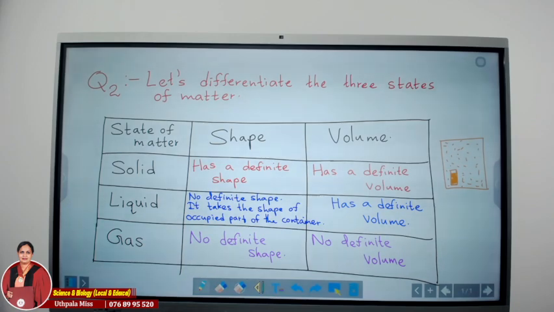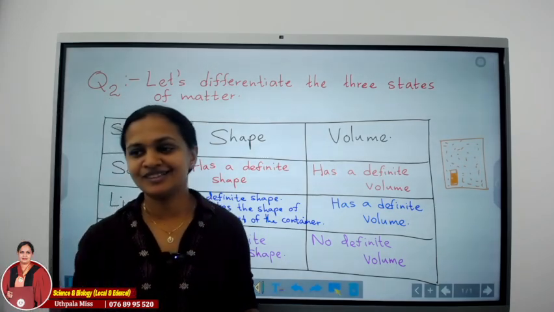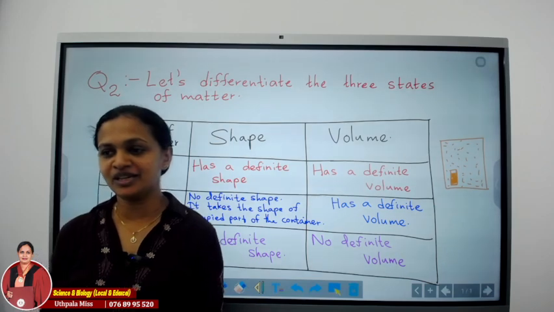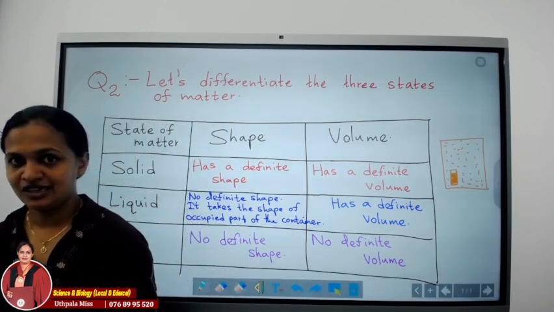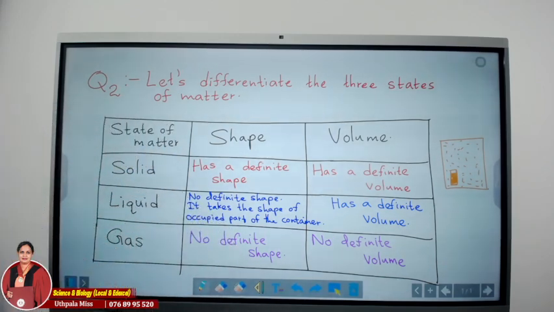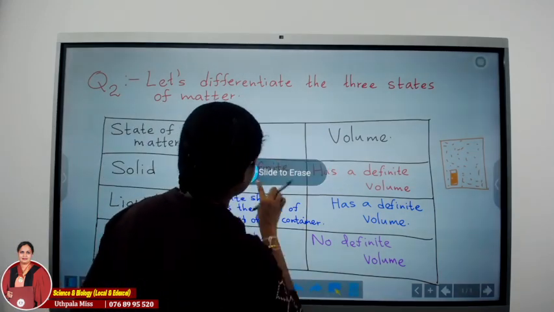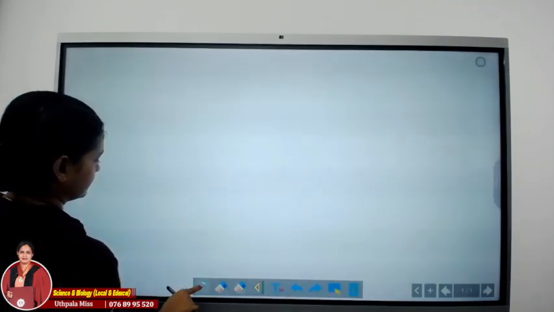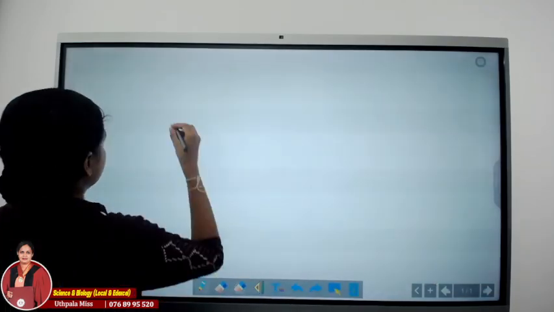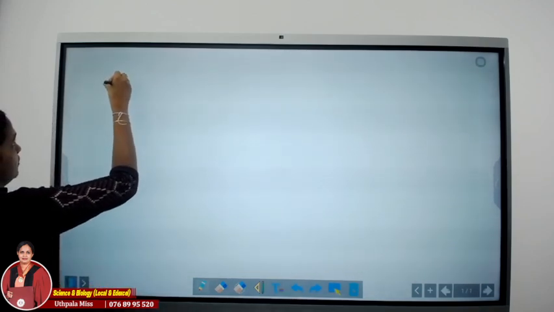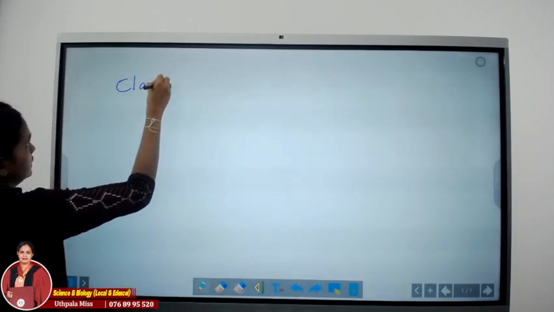Okay, that is about the three states of matter. Now we are moving on to classification of matter based on the composition. Based on what they contain, we can classify matter into two categories. Right? We'll see. So I will say classifying matter based on composition.